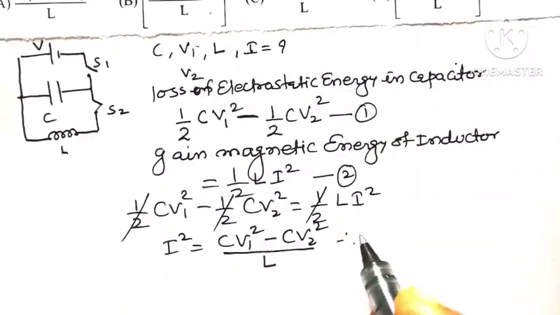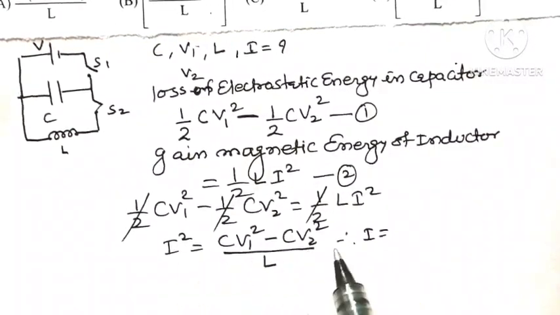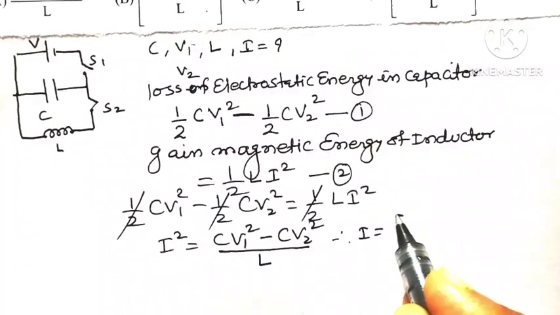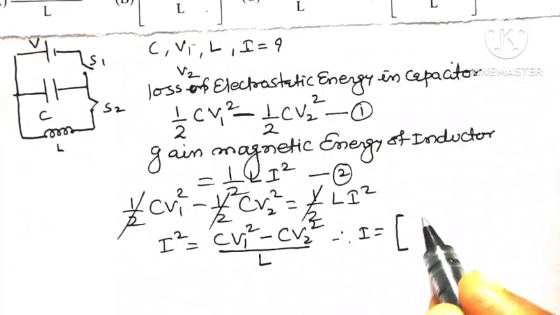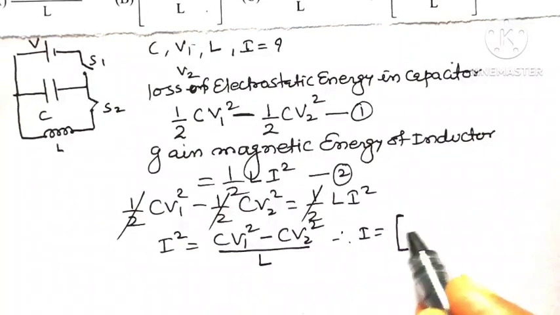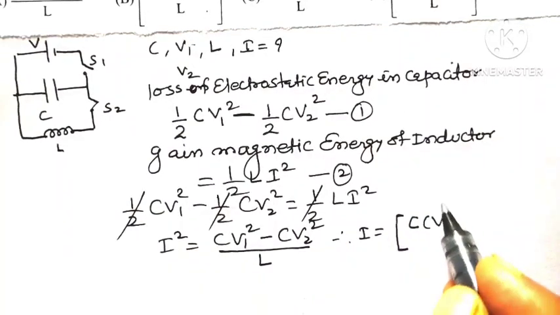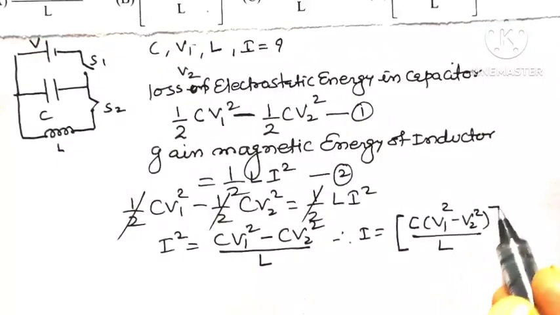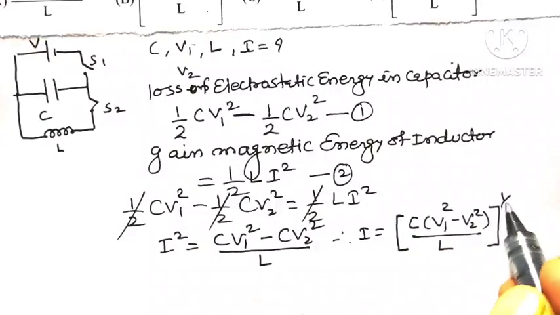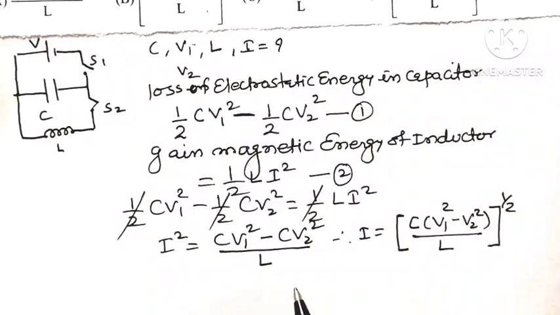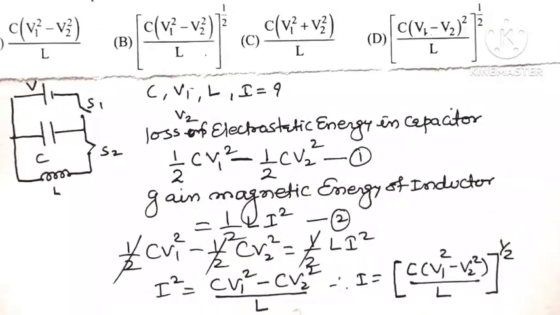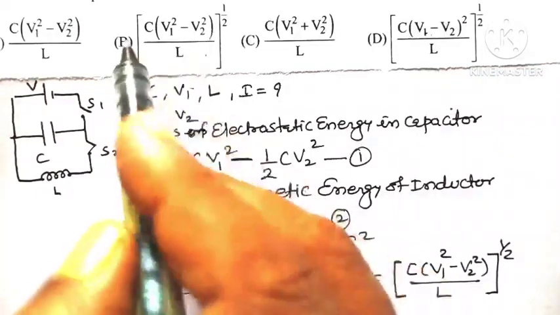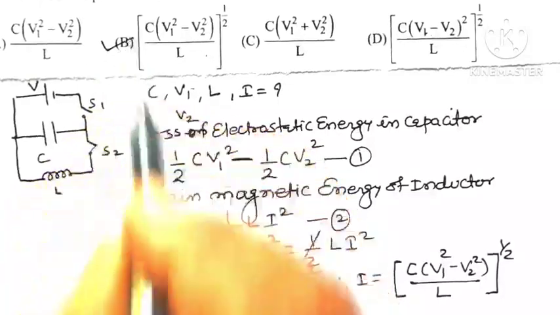Therefore, taking the square root on both sides, the square root of I square means I. So current I is equal to C, and from these two terms, C is taken common. So it is V1 square minus V2 square divided by L, and this entire term has power 1 by 2. Out of the 4 options, look at option B: C in bracket V1 square minus V2 square upon L raised to power 1 by 2. So B is the correct option for this question.